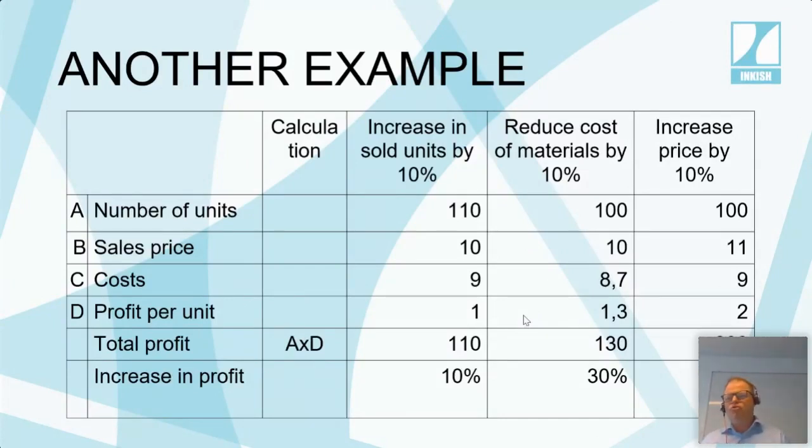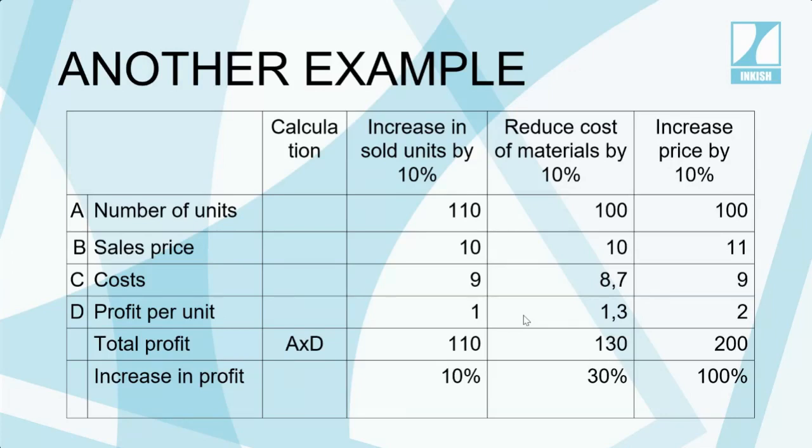Let's say we reduce the ink and substrates by 10%, just as an example, or the overhead by 10%. Both of them were 30% of the total cost. That would give us a cost which is 8.7 and a higher profit per unit. In total, 30% increase in profit.